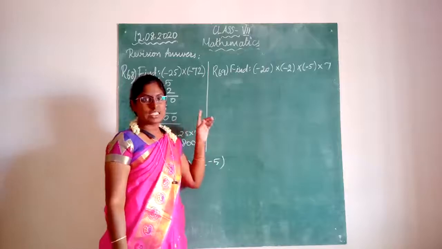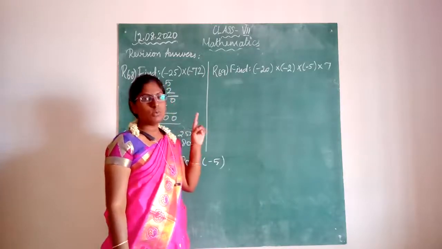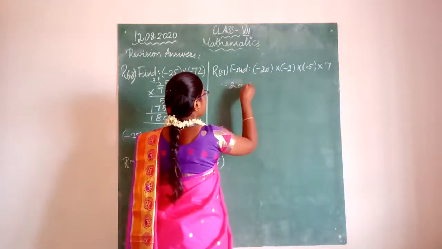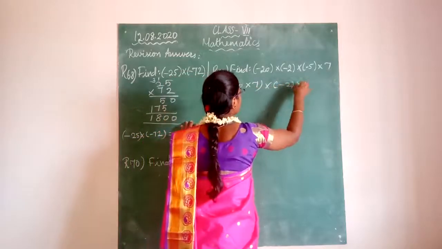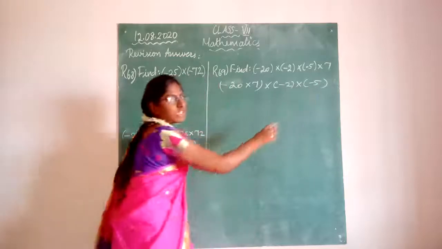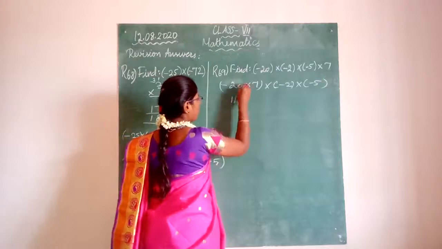Next, look at R69. Here we have 4 terms. Minus 20 into minus 2 into minus 5 into 7. Okay, let me group this. Minus 20 into 7 into minus 2 into minus 5. Why did I group like this? Because 2 and 5 when multiplied together it will give you 10. Okay, so 2 7s are how much? 14 and one more 0.